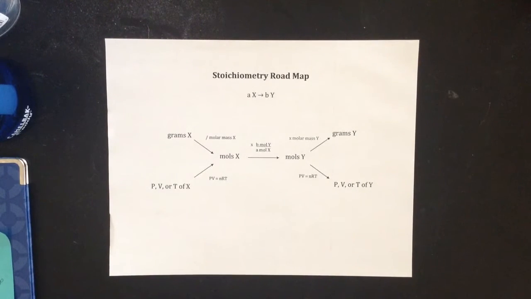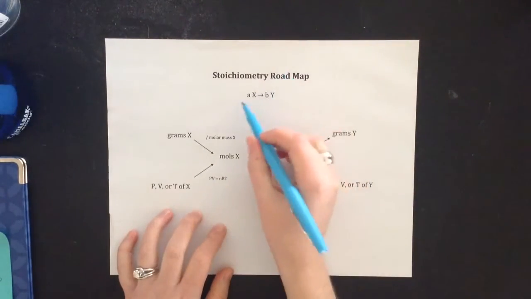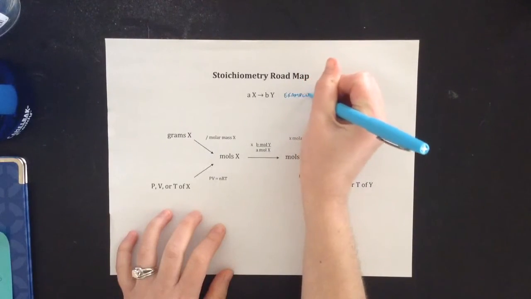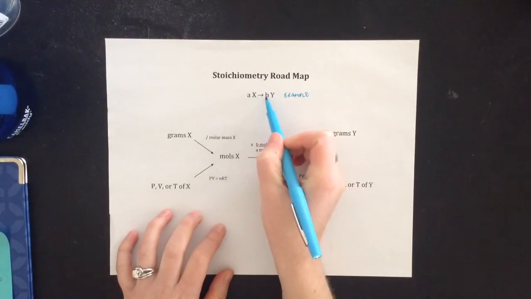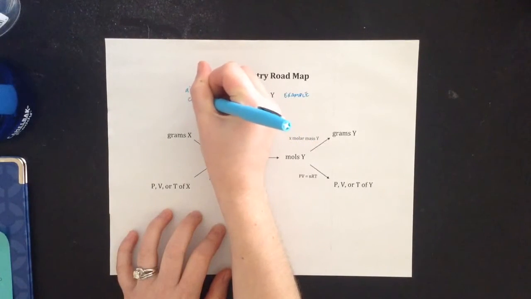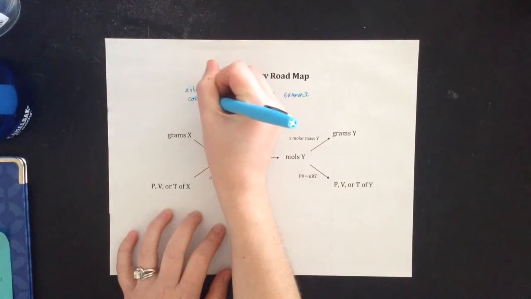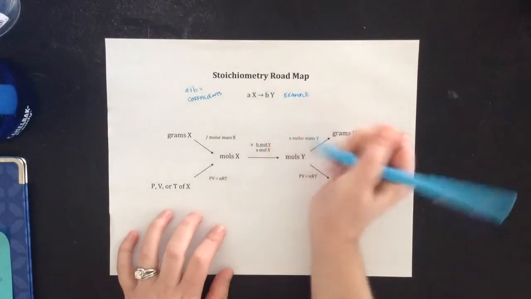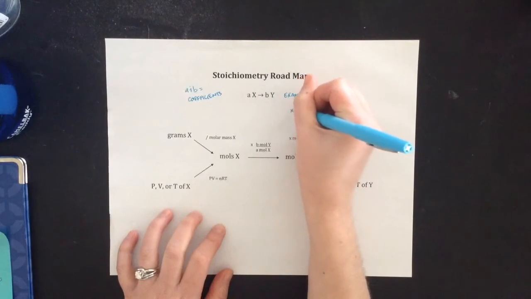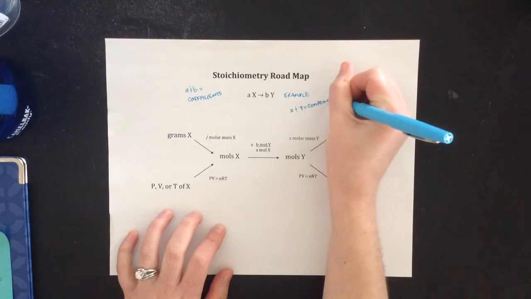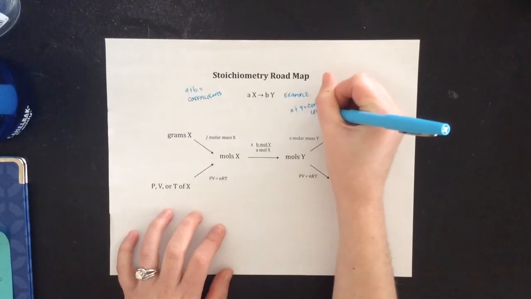So let's talk about how to use this tool called a stoichiometry road map. So here up at the top we have our example equation. A and B are the coefficients, and X and Y are your compounds. So those would be, X and Y would be the formulas.